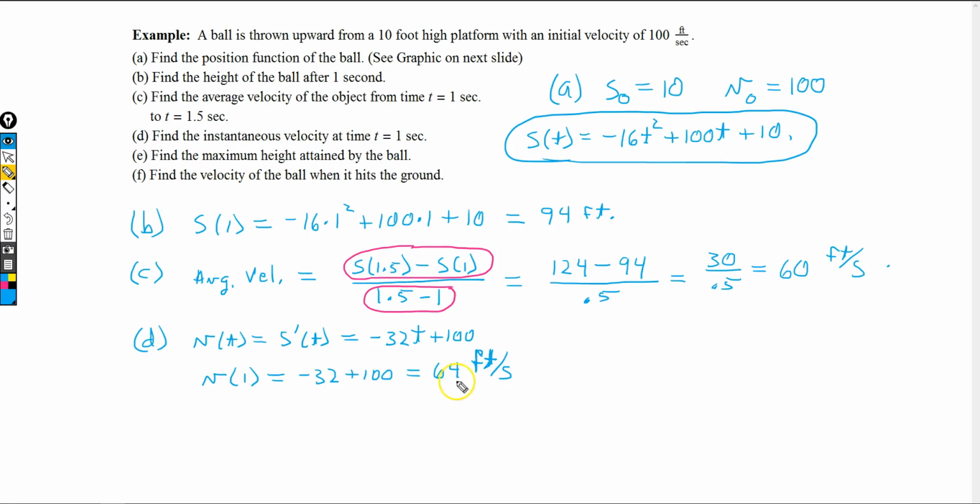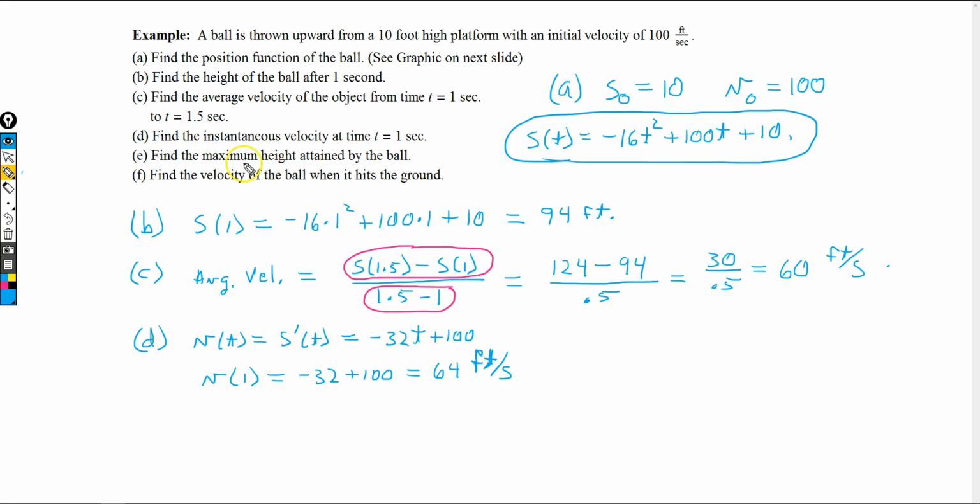Now it makes sense that this number is a little bit bigger than 60, because the ball is still going upward at the 1 second mark. It's going up, and then it's coming straight back down. So at the 1 second mark, it's traveling 64 feet per second, but then it's slowing down. So its average velocity is going to be a little bit less than its instantaneous velocity at time 1. So that makes sense.